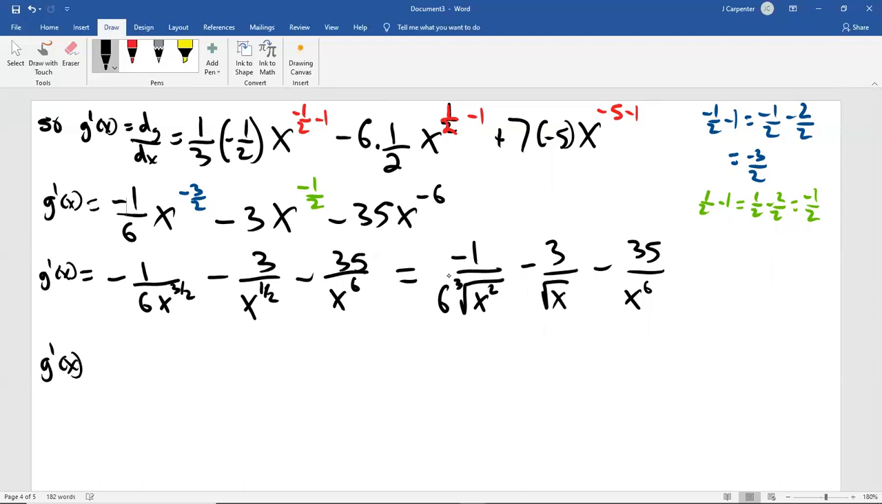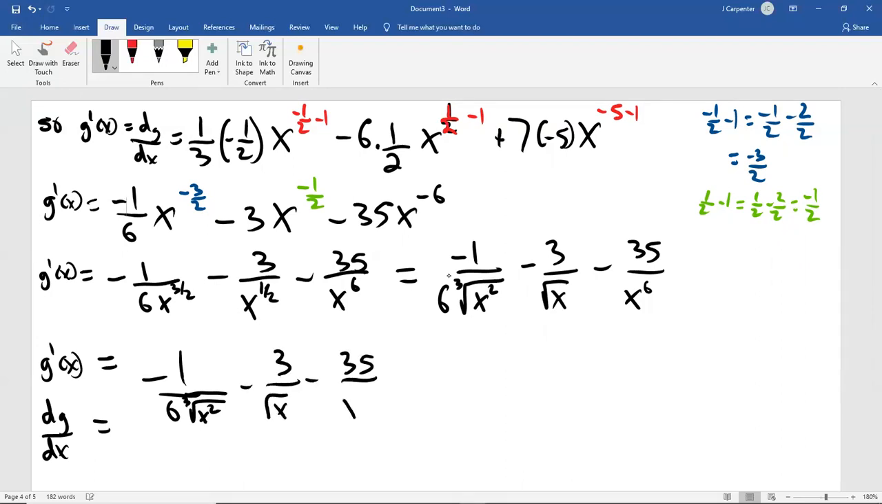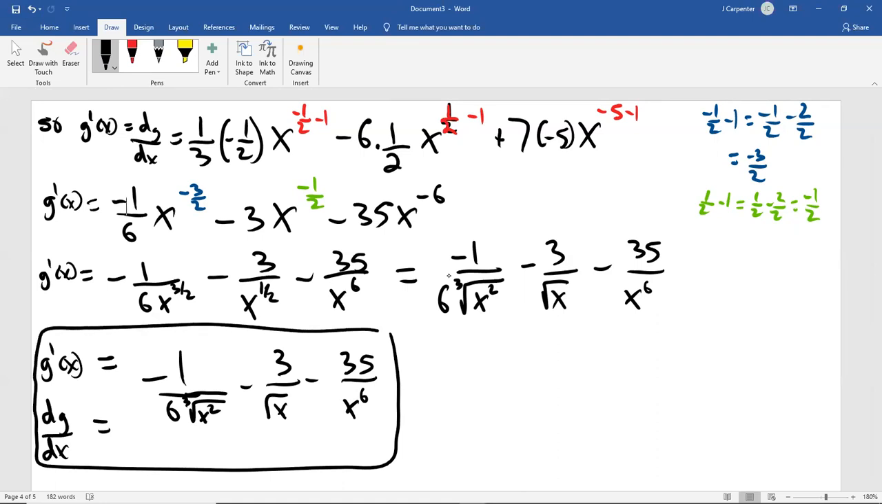G prime of x, aka dg dx. I don't want to have to write that whole string twice. No matter which one you use, it's equal to negative 1/6 times the cube root of x squared minus 3 over the square root of x minus 35 over x to the 6th. Again, it looks a little weird because I just didn't want to write that twice. Whether you use g prime equals or whether you use dg dx equals. Not df, not f prime because the original function was g. Be consistent with the letters.